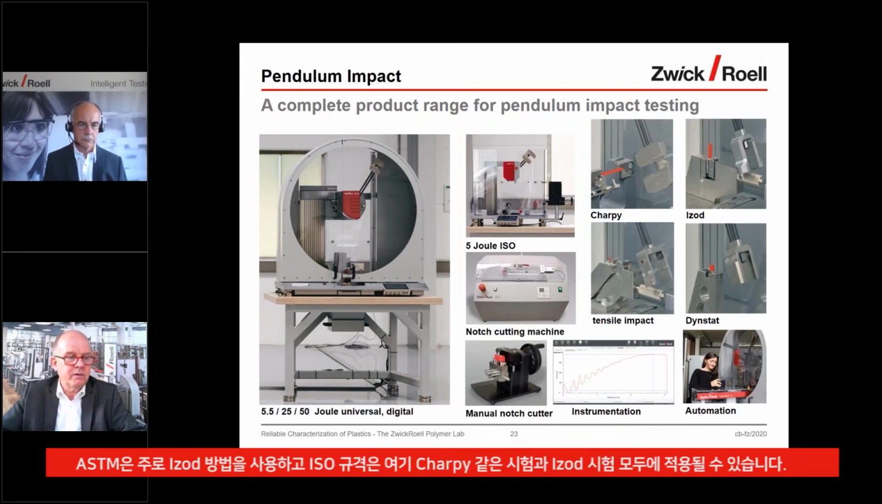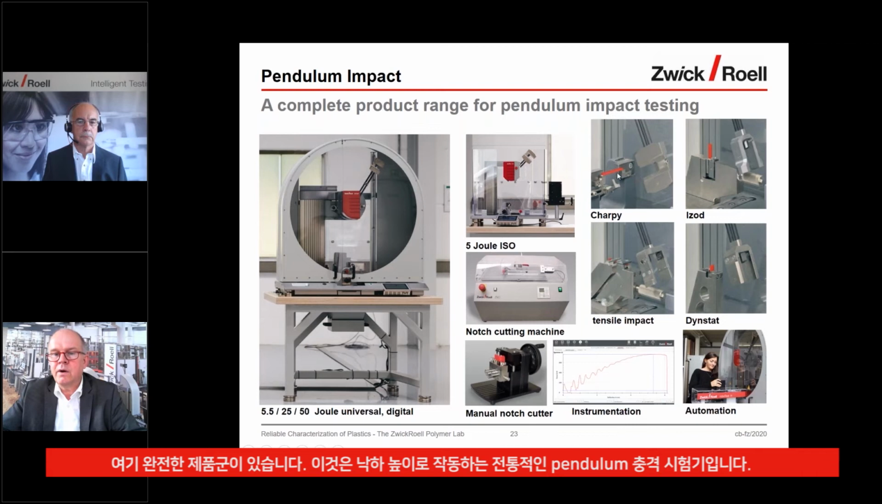ASTM typically uses the Izod method, while the ISO standard can work with both. There's a standard for Charpy testing, you see here, or for Izod testing as well. And you may have this in a notched version, like you have in the ASTM, but in ISO we also have an unnotched specimen.